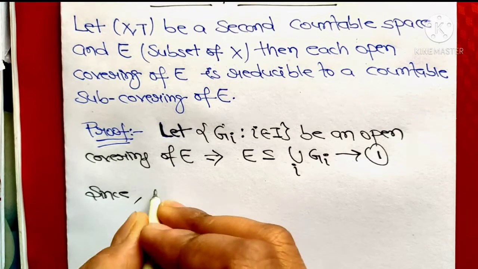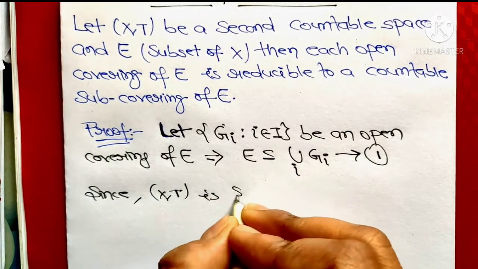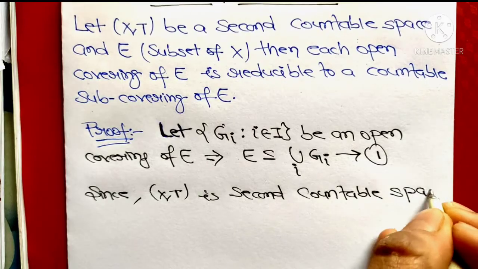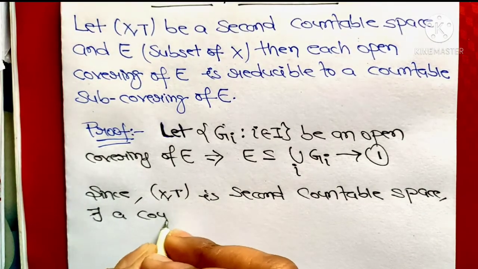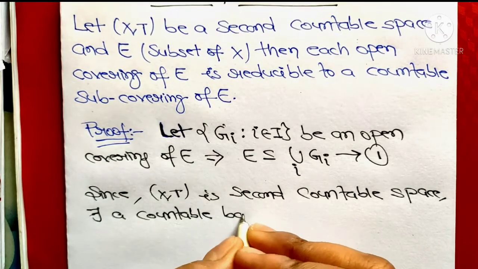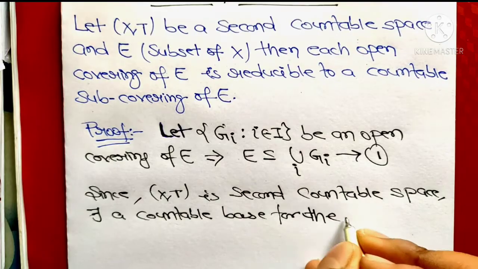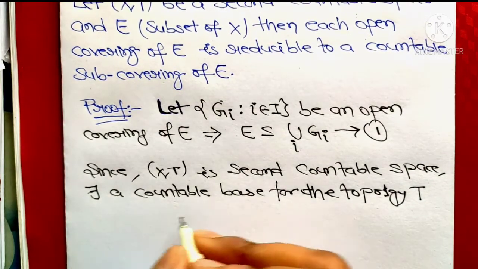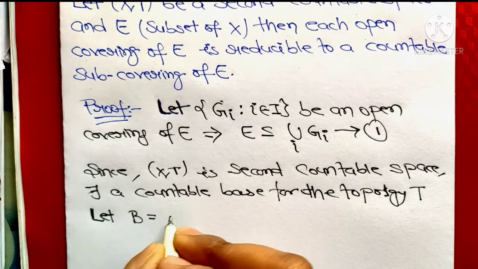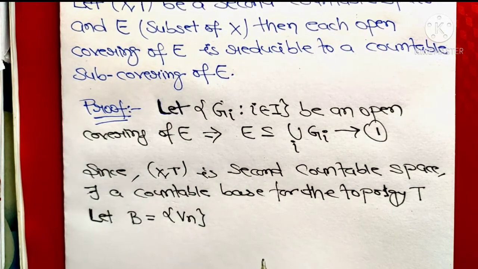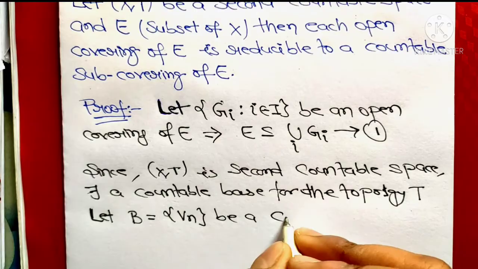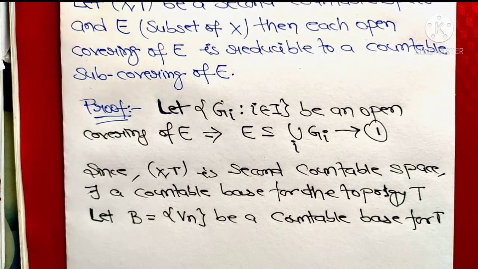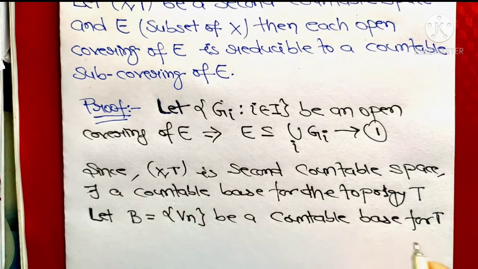Since (X, T) is a second countable space, there exists a countable base for the topology T. Let us suppose B, the family of V_n, is a countable base for T. So B is the collection of the countable base of T.